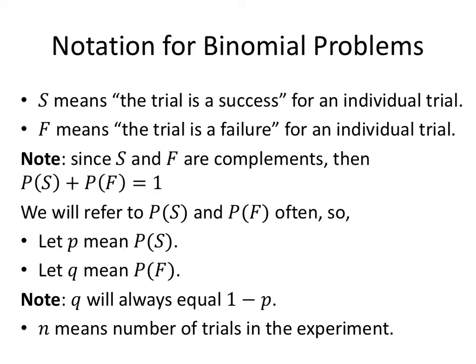S means the trial is a success for an individual trial, and F means the trial is a failure for an individual trial. Since S and F are complements, then we could say the probability of S plus the probability of F should give me 1. We will refer to the probability of S and the probability of F often, so we're going to let P mean the probability of success and Q mean the probability of failure. Q will always equal 1 minus P. N means the number of trials in the experiment.